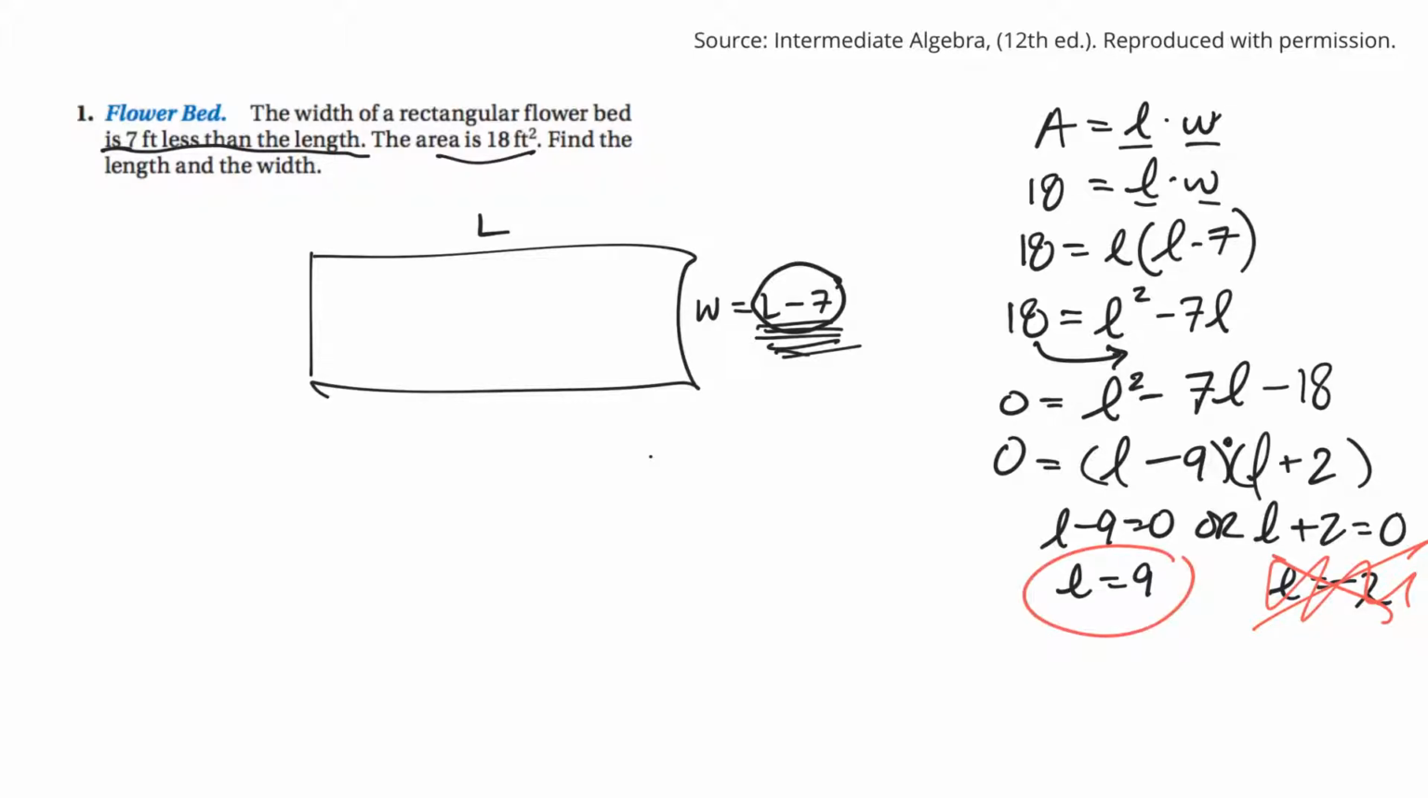So if the length is 9, then the width has got to be 9 minus 7, or 9 minus 7 is 2. Now, just checking to see if that's true, it says the area is 18. So area is length times width. 9 times 2, that gives me 18. All right, hopefully that helps you with that question.